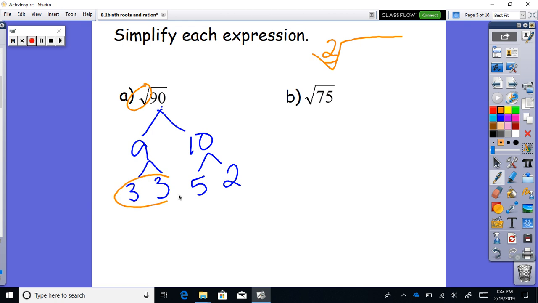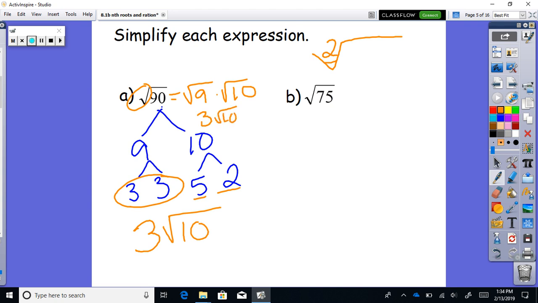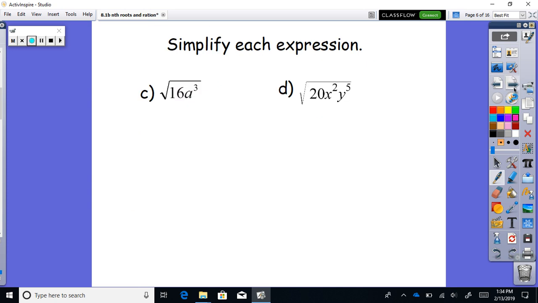So to get out of the square root, you need a group of 2. So a 3 comes out, and then the 5 and 2 are left inside, so it's the square root of 10. Another way of thinking of this is that it's the square root of 9 times the square root of 10. The square root of 9 is 3. The square root of 10 is irrational. So I'm going to skip B. It's the same thing. Break it down. Take out groups of 2. So just for time here.